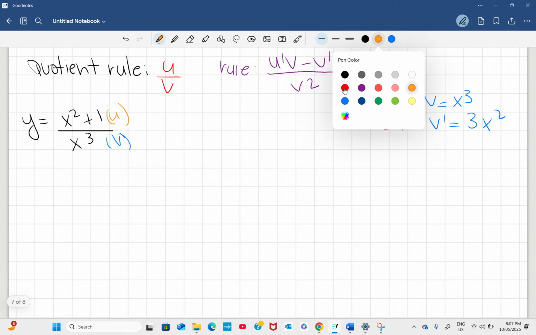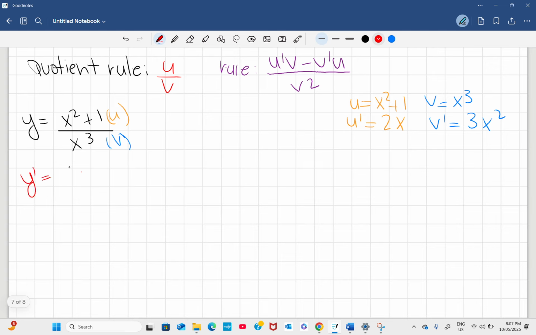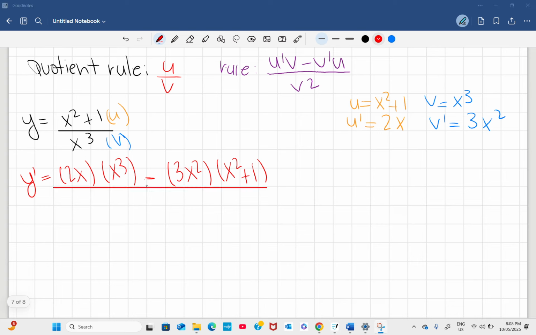Let's start solving. I'm gonna go by the formula. Y prime equals u prime v, so 2x times x to the power of 3, minus v prime u, which is 3x squared times x squared plus 1, all over v squared. What's my v? x to the power of 3, so x to the power of 3 all squared. Now I'm gonna simplify.